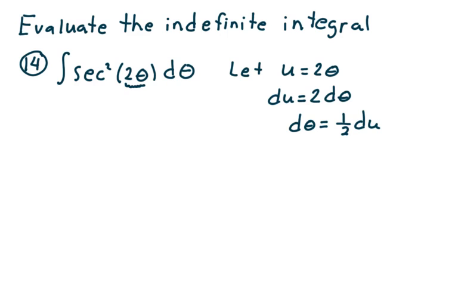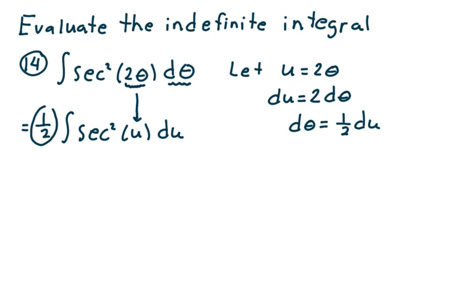So I really want to stress to you that I'm trying to transform everything in terms of u before we touch this question. So this is the integral of secant squared u du. And then remember, we have a 1/2 on the outside. Because let's review this. Remember that 2 theta became u. D theta became 1/2 du.